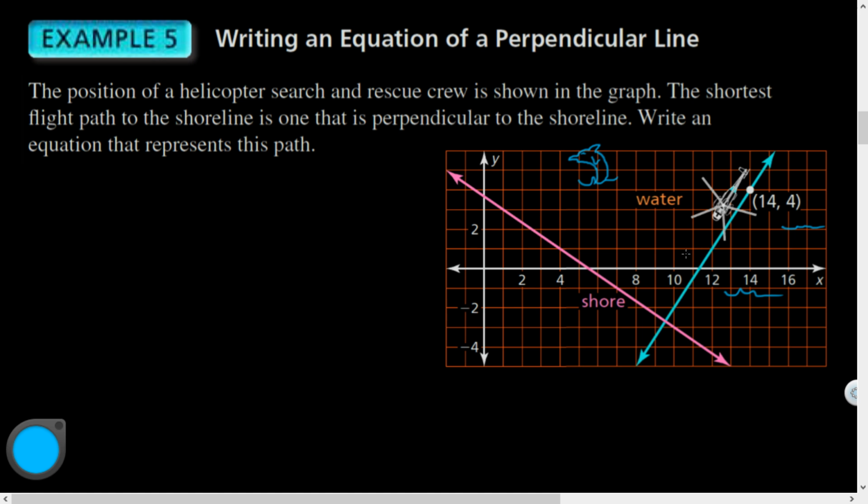And so this helicopter, the shortest distance, I don't know if you guys realize that, but the shortest distance from a point to a line is measured perpendicular to that line. You guys know that? So they want us to write an equation that represents the path the helicopter should take.